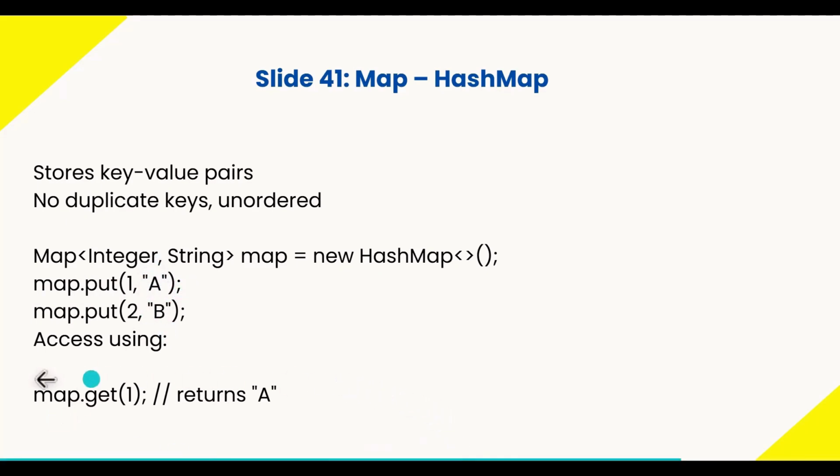If I call the map.get method and in get I give the value 1, I will get the output, means it returns a. Here the put method adds keys and values in pair form. Then the get method returns the value for the key. Like that we can use the remove method, containsKey method, containsValue method, size method, or clear method. All these methods we can use with the Map interface.